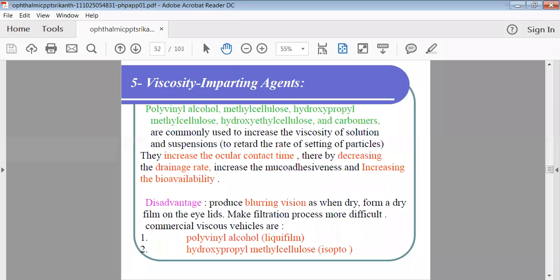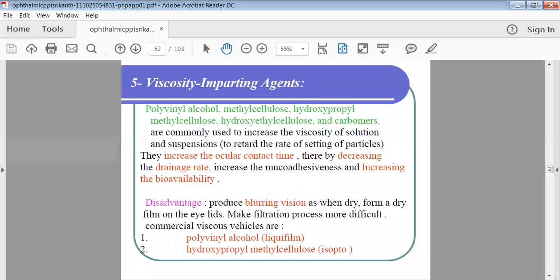Then viscosity imparting agents. Now what is the main role of viscosity? Viscosity modifiers are those agents which are added to increase the viscosity of your preparation. Now what is the role of that viscosity in this preparation? When we add a viscous preparation into the eye, it will not easily flow down from your eye. It means it will take a little more time compared to a normal liquid. So the contact time of your preparation with your eye is more compared to a normal preparation. What I am saying is, the viscous preparation will have more contact time with your eyes than the normal preparation.